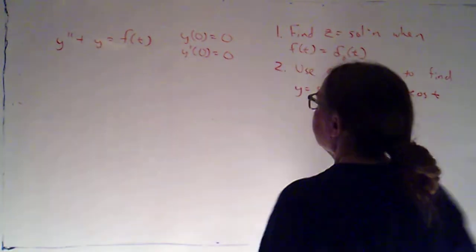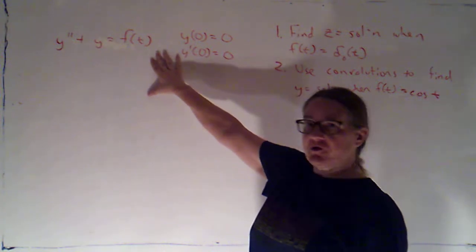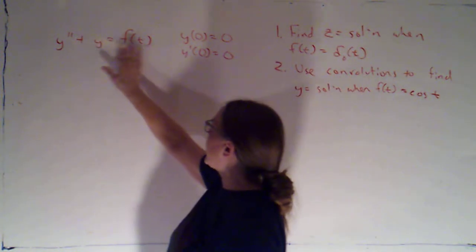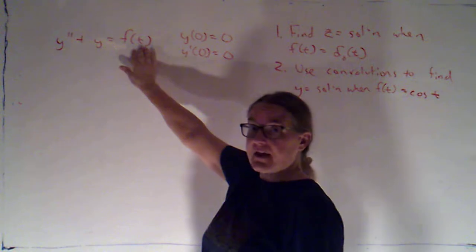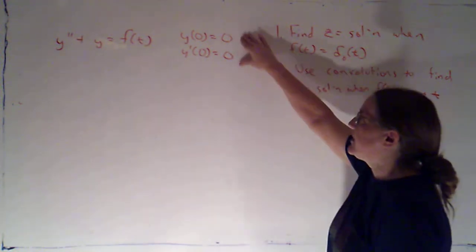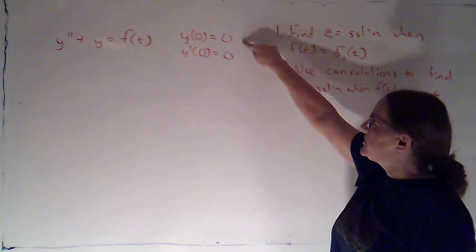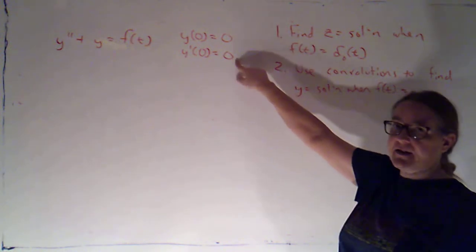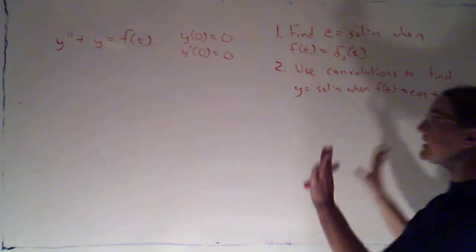So I've got this family of initial value problems. y double prime plus y equals f of t. So that's going to be my forcing function for this harmonic oscillator. I'm going to make sure that my initial condition is that my initial position is 0 and my initial velocity is 0. Okay. So here are the directions.